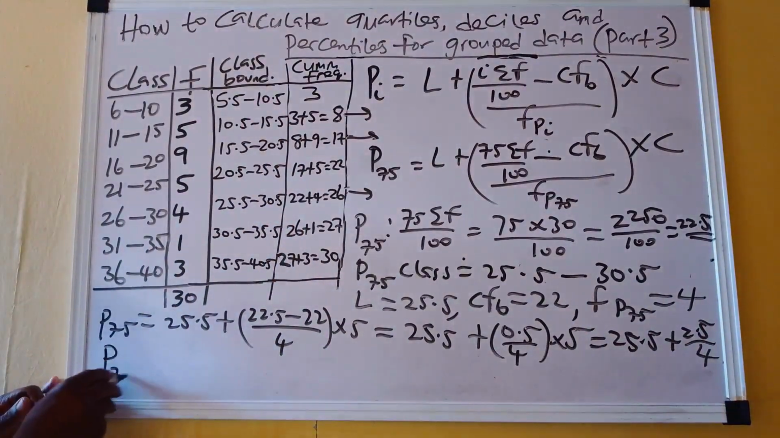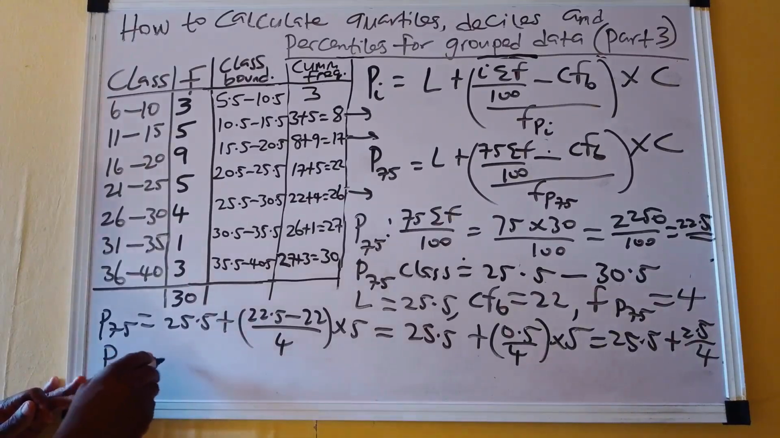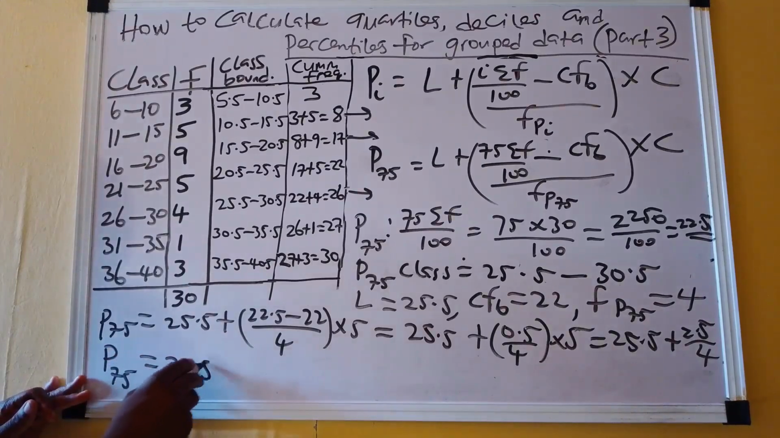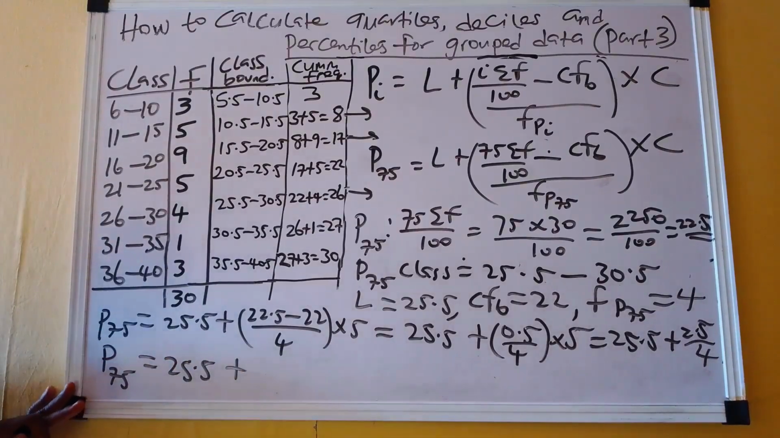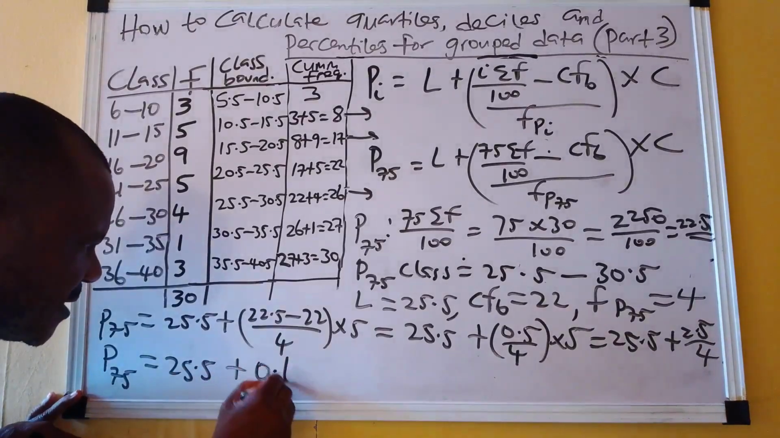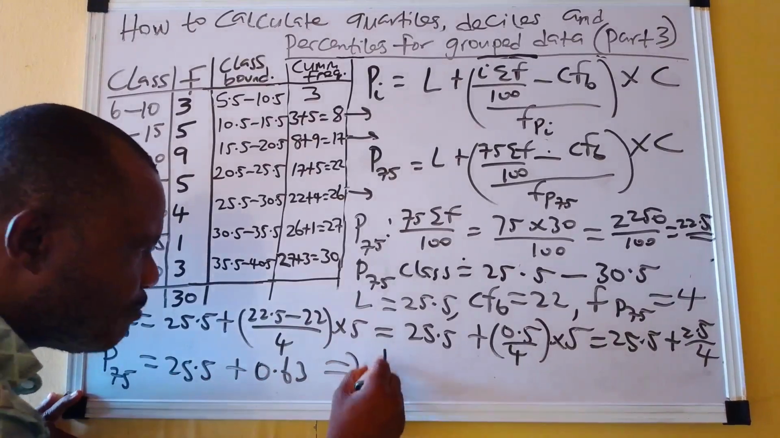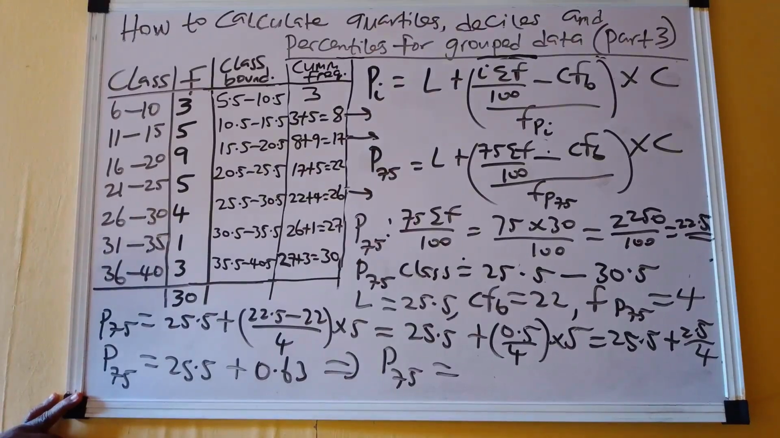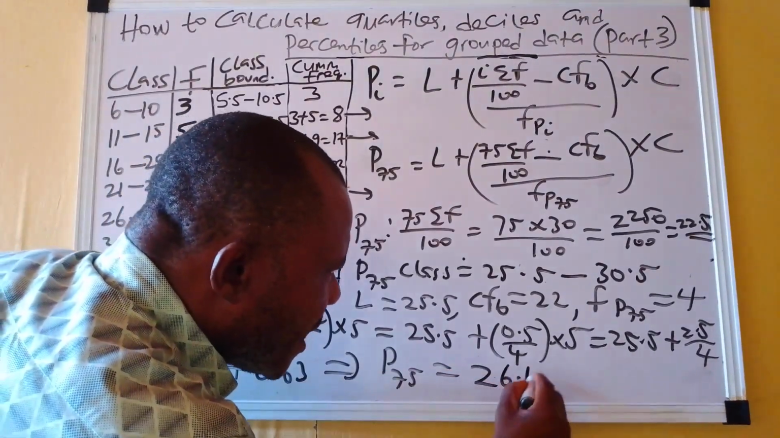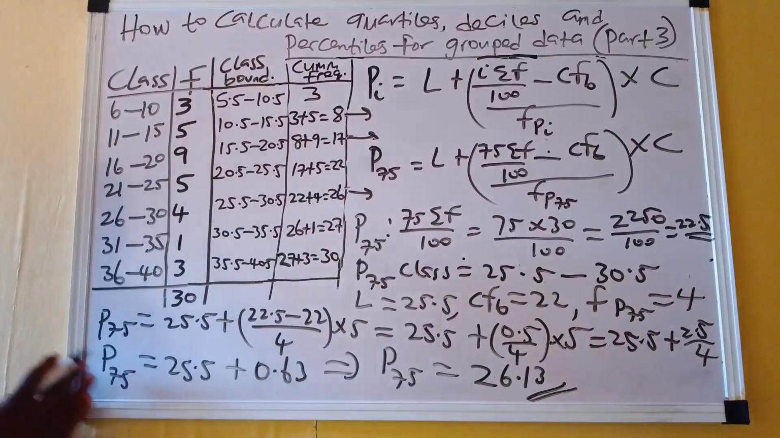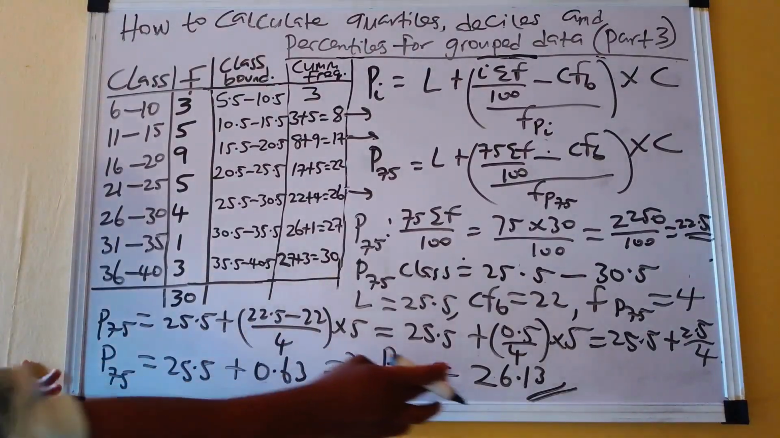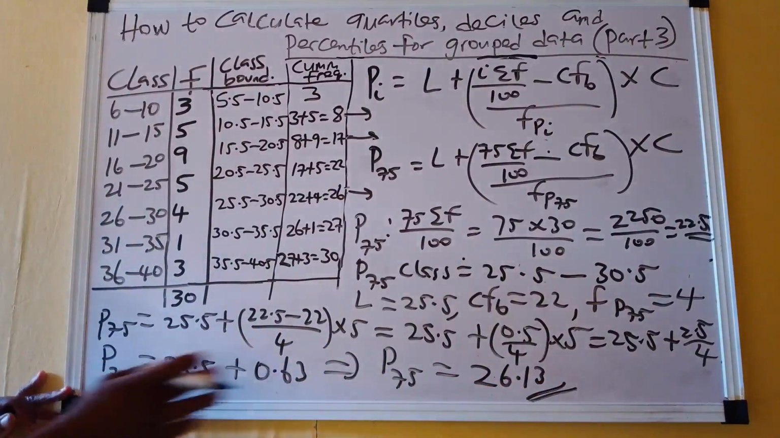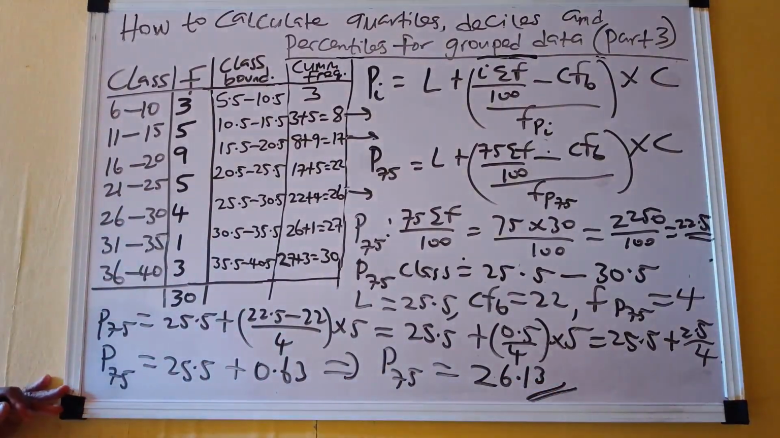So our P75 will now be equal to 25.5 plus 2.5 over 4, which is 0.63. This implies that our P75 is equal to 25.5 plus 0.63, which is 26.13. So our Q3, if you look at it, is 26.13. Our P75 is also 26.13.